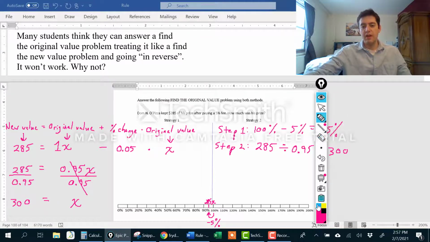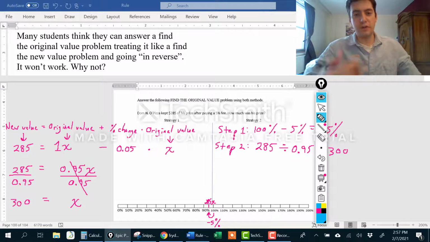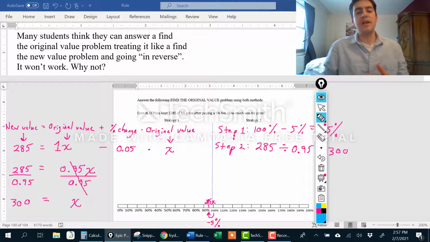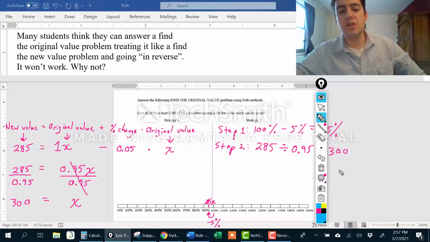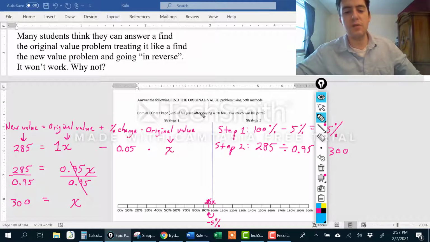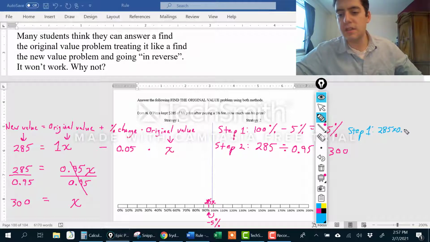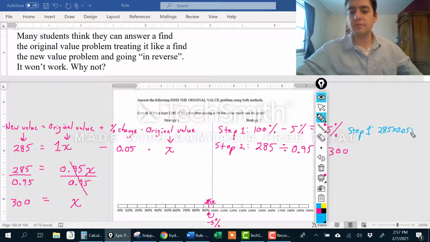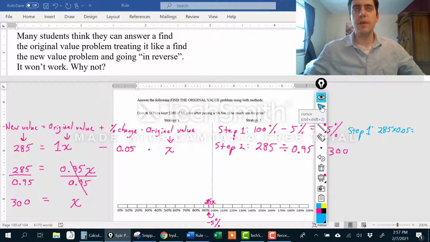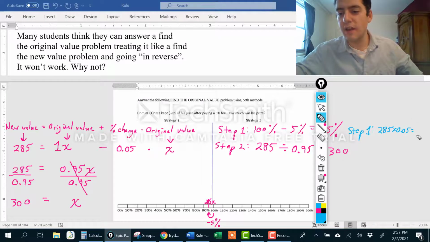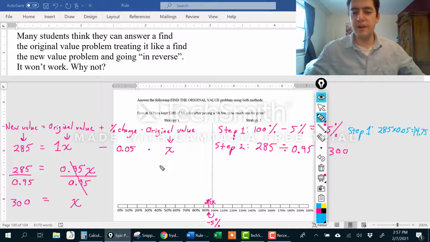Let me show you. If you recall, one of the strategies for answering a find the new value problem is to multiply first. So there are a lot of students who think that they would solve this problem by doing this. They would say, well, step 1, they would do 285 times 0.05. And what would that give us? I remember because I just did the last video, that would give us 14.75. Let me just double check.